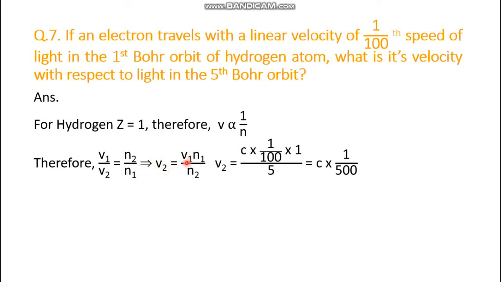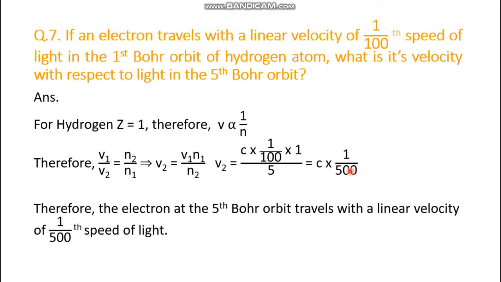So it is nothing but v1 n1/n2, and put the value of v1 here: the speed of light, divided by 100 because it is 1/100th of the speed of light, and here n1 is 1 and n2 is 5, so it is c into 1/500. Therefore it should be 1/500th the speed of light. So the linear velocity in the fifth Bohr orbit is just 5 times less than the first one.